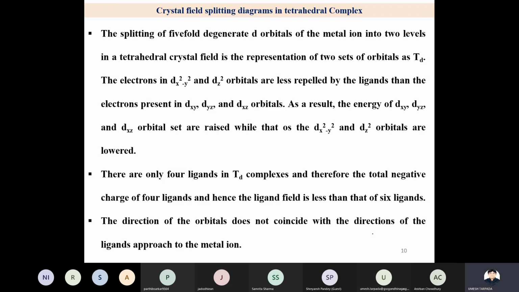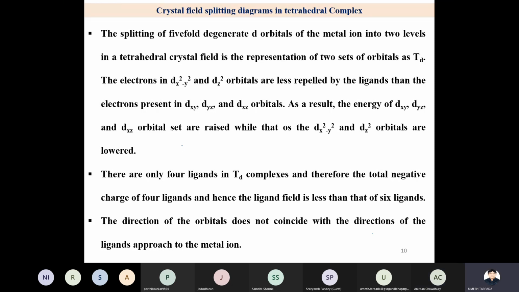What happens in the case of a tetrahedral complex? If you go for crystal field splitting of a tetrahedral complex, what happens? The ligands come along the direction in between the axes. That is a very important difference from octahedral. Tetrahedral is non-centrosymmetric, so there will be no u and g. The inversion center is absent in tetrahedral.